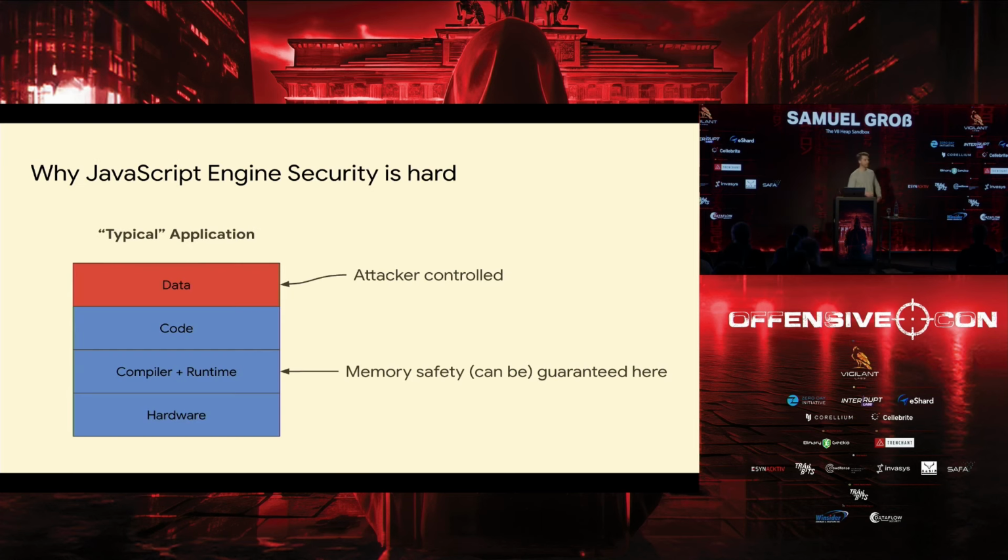So basically, why is JavaScript engine security hard? This is clearly highly simplified, but I think it makes the point. If you look at a typical application, you have a stack like this: at the bottom you have the hardware, then on top of that sit compiler and runtime, then the code of the application, and then it processes some data. That data might be attacker controlled, and so the code is the attack surface.